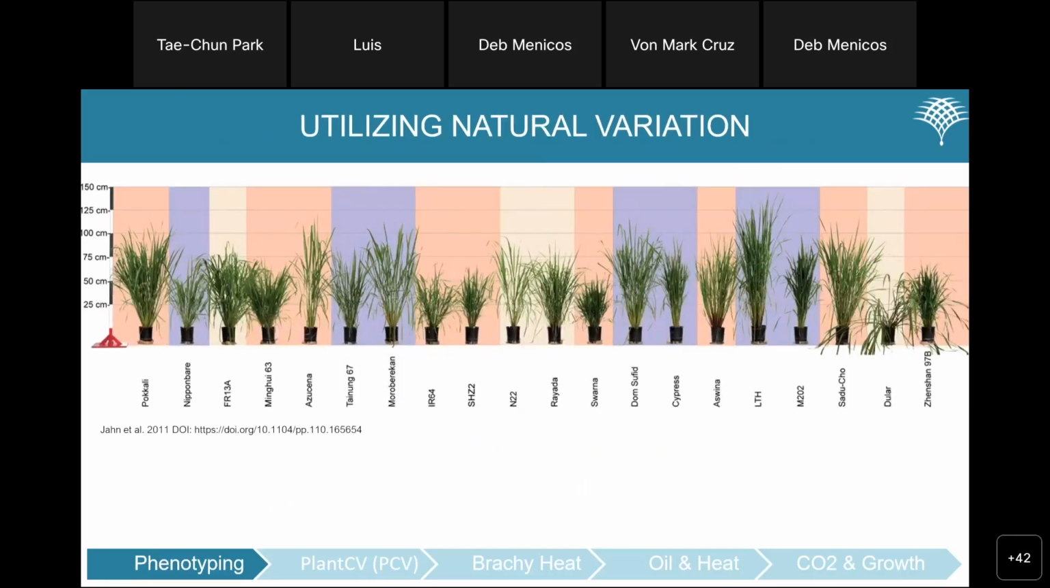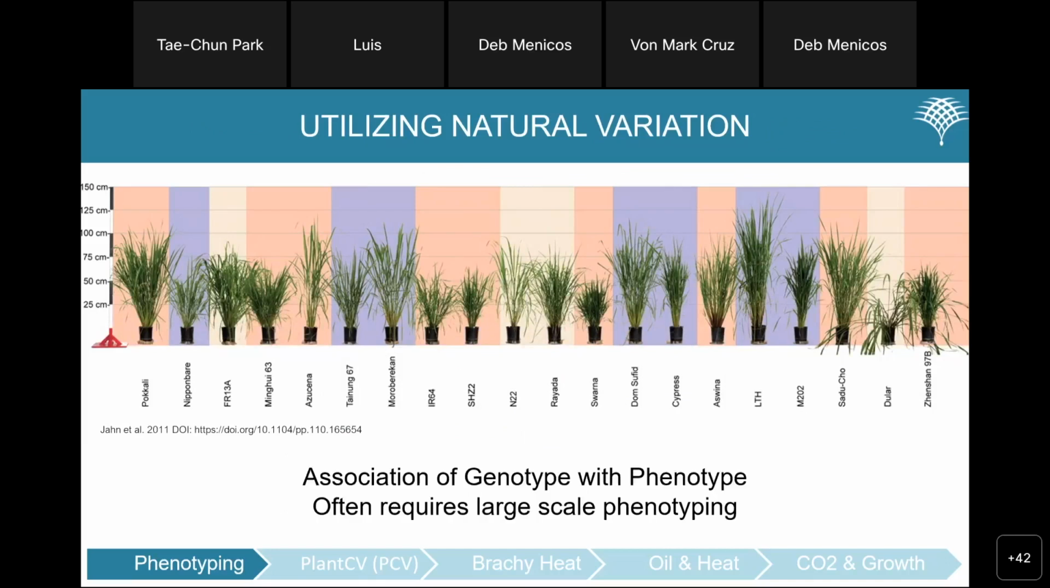So the way that we approach this question is really to study and utilize natural variation. And one challenging thing, I think this particular audience can really appreciate, is that if you want to make associations between genotype and phenotype, it often requires large-scale phenotyping. You can't get away from it. Be it manual or high throughput, it doesn't matter, you can't get away from it.